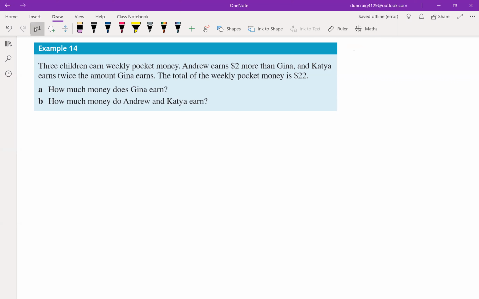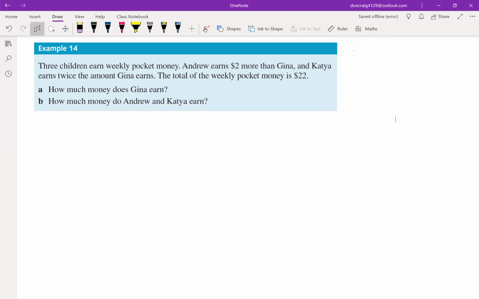All right. Three children earn weekly pocket money. Andrew earns $2 more than Gina, and Katya earns twice the amount that Gina earns, and the weekly pocket money total is $22. How much does Gina earn? How much do Andrew and Katya earn?